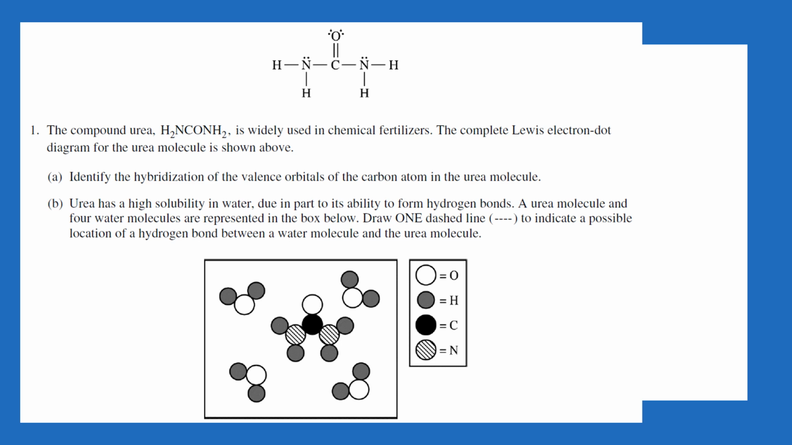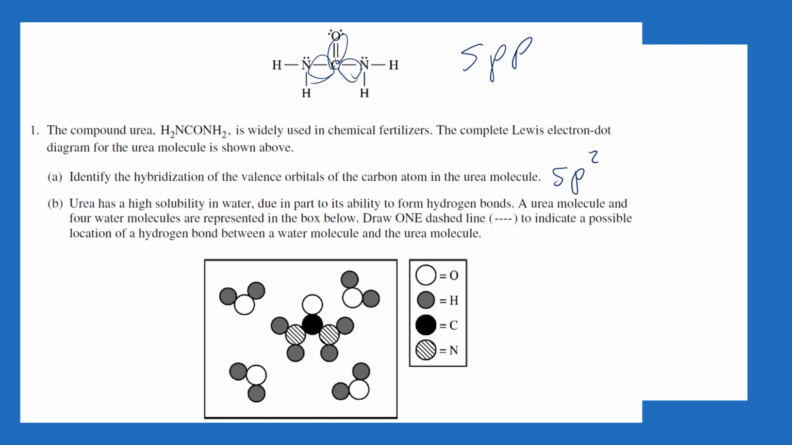So we have urea, and it's widely used in chemical fertilizers, and they give us the Lewis electron dot diagram. And then it wants us to identify the hybridization of the valence orbitals of the carbon atom. So that's this one. So that carbon atom has 3 areas of bonding around it, 1, 2, 3. So that's s and 2 p's, or we write it sp2. So when it asks for hybridization, it's looking for the letters and numbers if there are any.